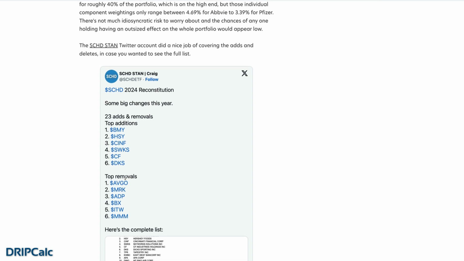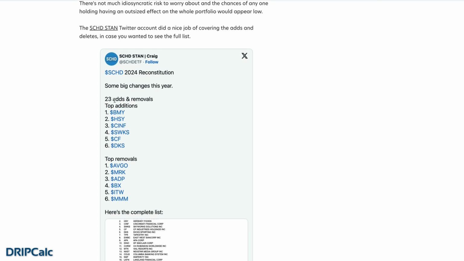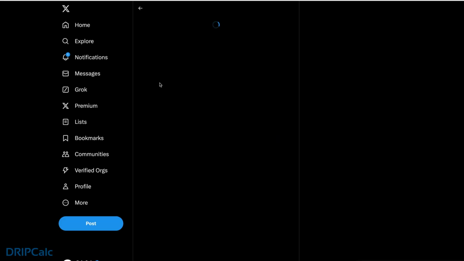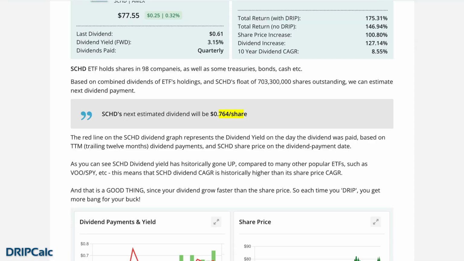ADP, I'm not sure. And these are the companies they added: Bristol Myers, Hershey. I'm not sure what this is. Okay, it doesn't really matter. They had 23 removals and additions, and here's the list. You can look at it on your own, guys. I don't have to cover this here.